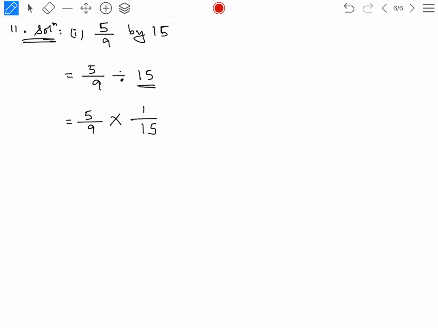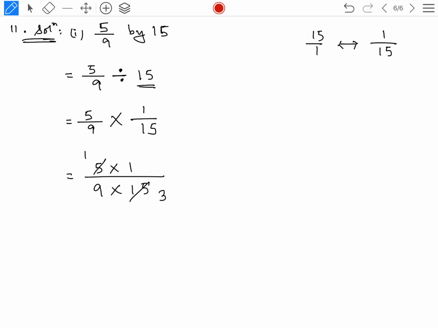Understood? Division, you need to change it into multiplication, but the number by which you are dividing, in this case 15, yes or no? For this number you need to write the reciprocal or multiplicative inverse. So 15 means 15 by 1, yes or no? So the multiplicative inverse or reciprocal of 15 would be 1 by 15. So this division is changed into multiplication, but you need to write the reciprocal, that is 1 by 15. Understood?